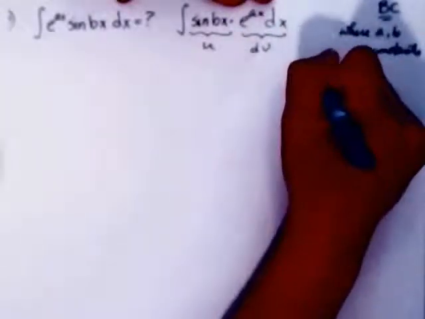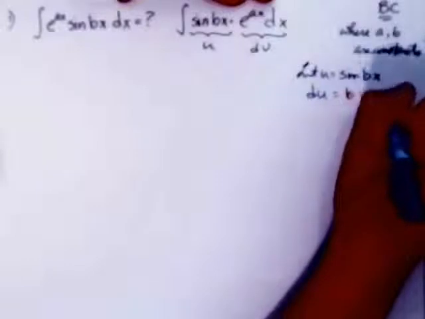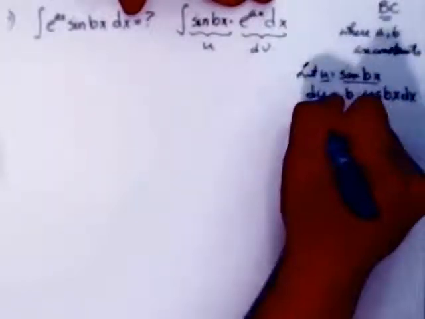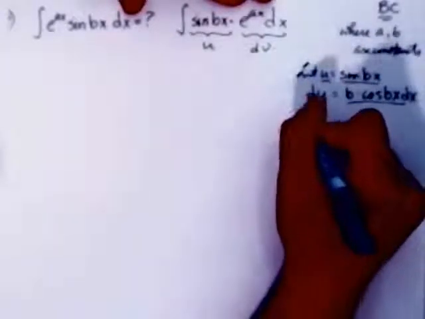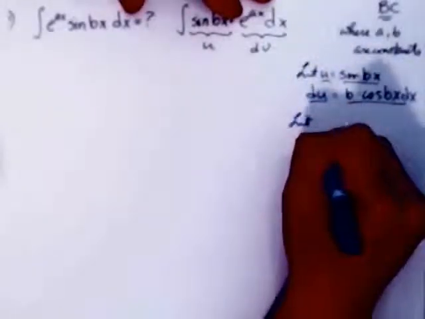So we're going to let u equal to the sine of bx, and so the derivative of that is going to be, the derivative of sine is cosine, and the chain portion bx is going to come out to be a b, so it's going to be b times the cosine of bx dx. So there you have it. u is sine of bx, du is b cosine of bx dx. And then we're going to let dv equal e to the ax dx.